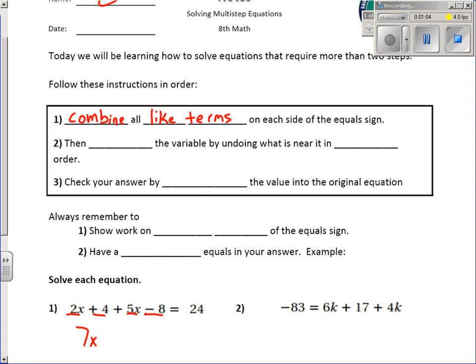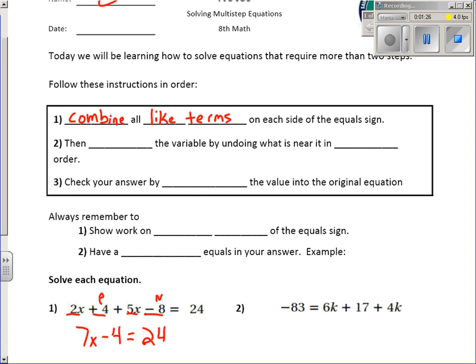We have to be careful because of the signs. This is a positive, this is a negative. They have different signs, so we subtract and we get 4. We keep the sign of the bigger number, which is negative, so it's -4. And bring down everything else as well. So we have to bring down this equal sign, we have to bring down the 24.